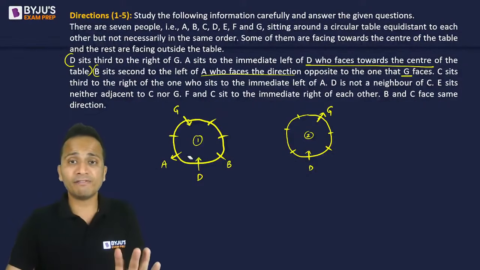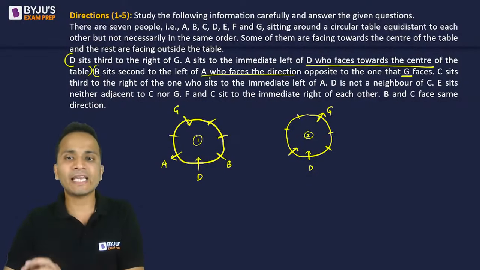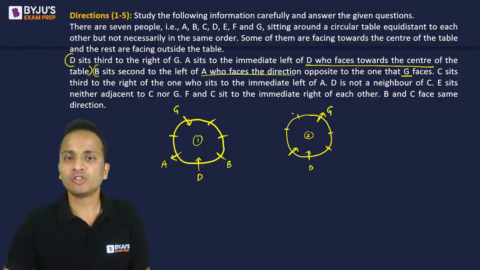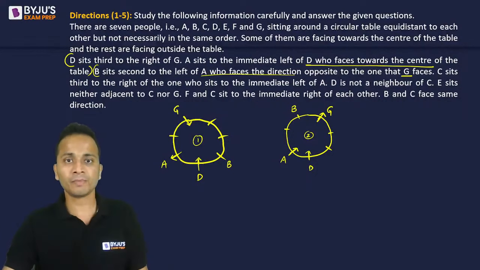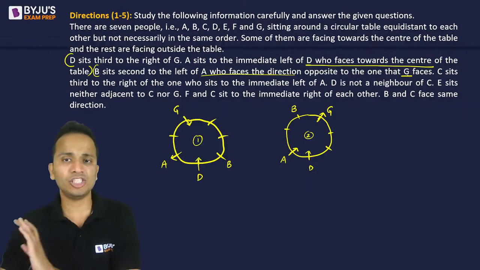It's absolutely fine. In the second case, G is facing outside, so A must be facing inside. A को inside face करना पड़ेगा. So B sits second to the left of A. So B will sit at this chair. A faces the direction opposite to the one that G faces.